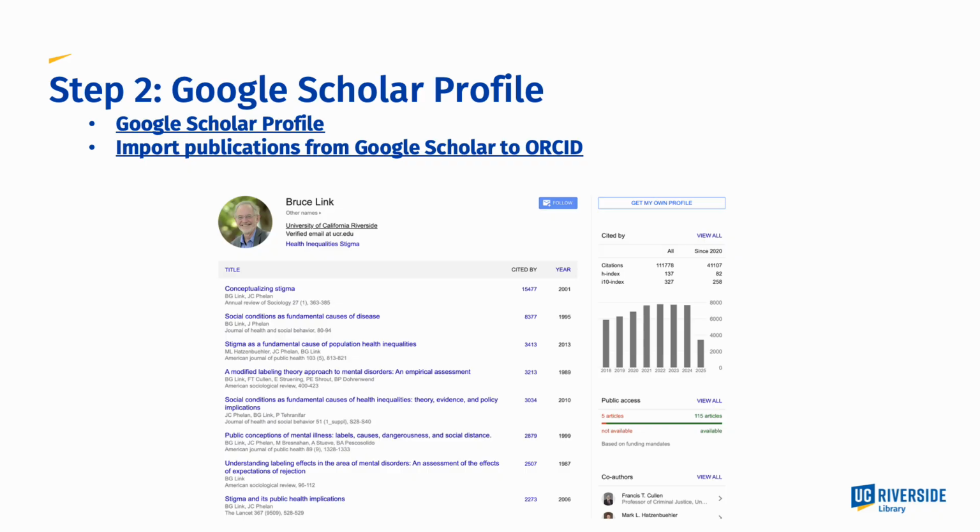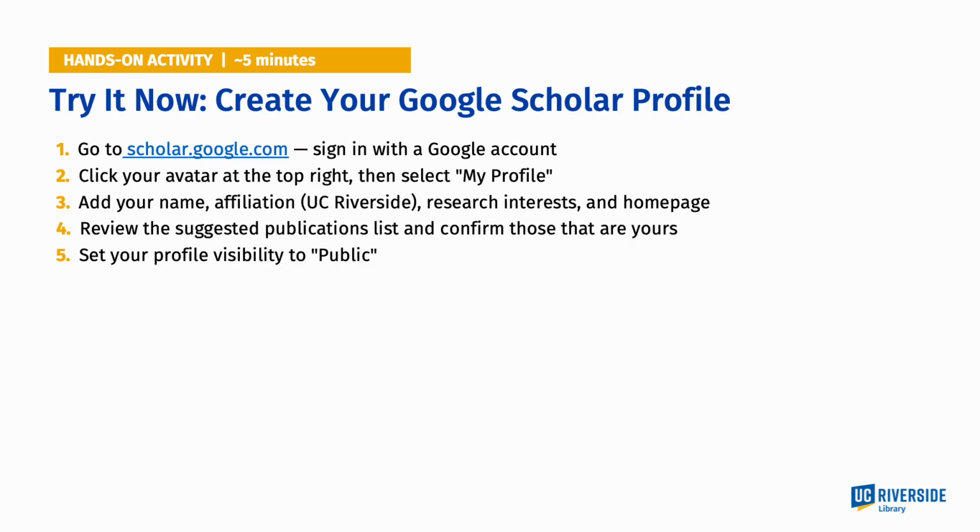Next, create your Google Scholar profile. The left panel in the example screenshot is this researcher's research impact, measured by H-index and other metrics. We will discuss scholar impact and metrics soon. Pause the video for 1 minute and create your Google Scholar profile by following the steps on the screen.